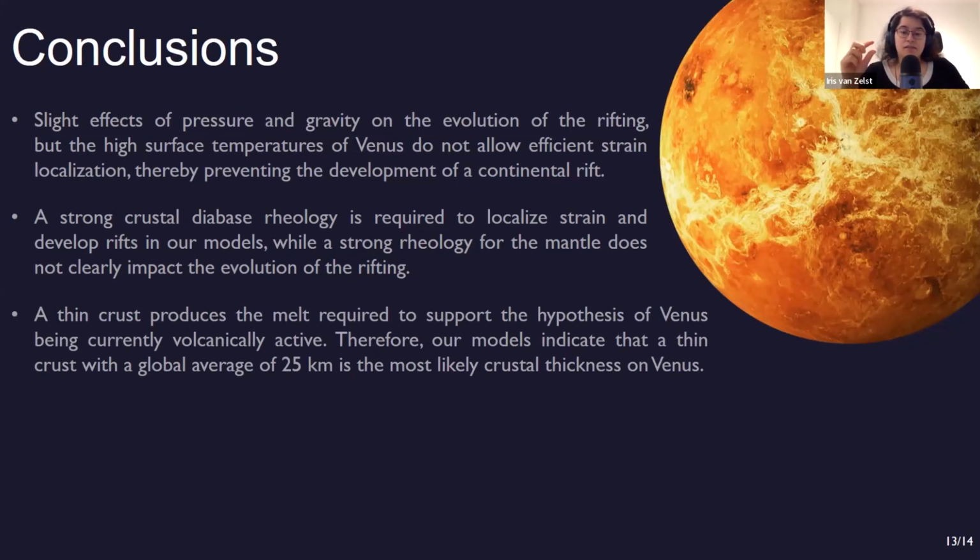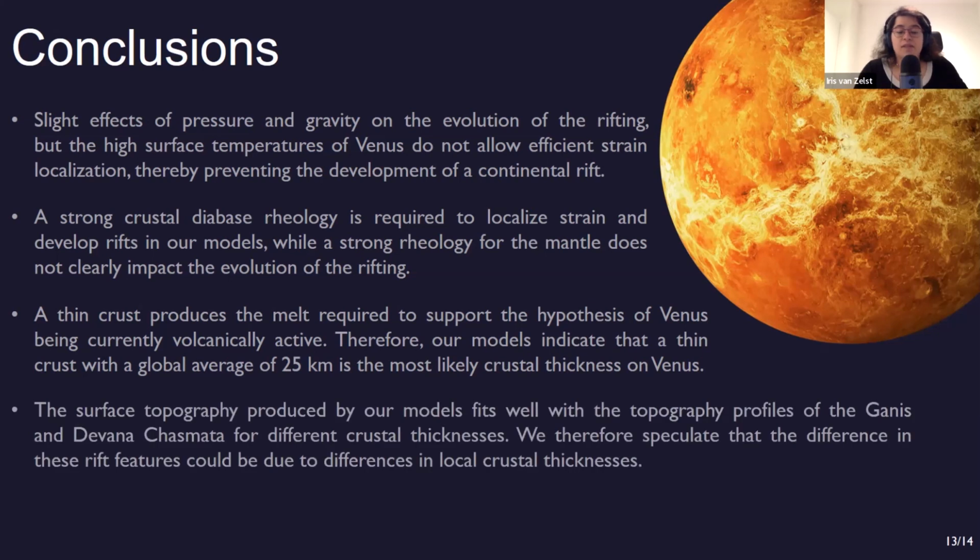enables some melt to form. So, if you want to say Venus is currently volcanically active, you need to have some melt that is being developed. A thin crust facilitates that. And then next, the surface topography fits well with the 2 profiles we looked at.